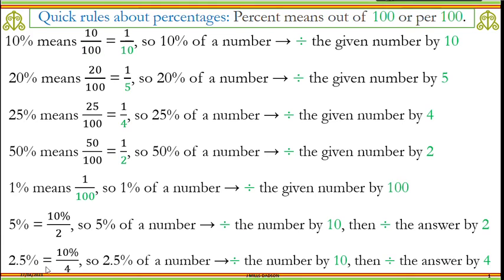2.5%, you realize that 2.5% is also the same as 10% divided by 4. So 2.5% of a number, you first do 10% by dividing the number by 10, then the answer you divide it by 4. So on the next slide, I'm going to give you some questions, and pause it and see if you can use these rules to work them out.